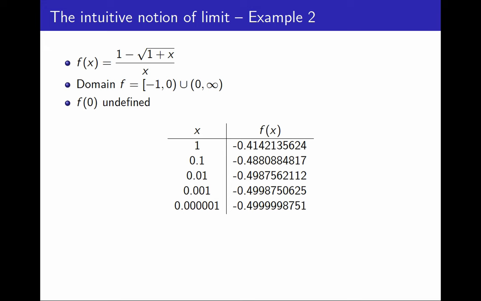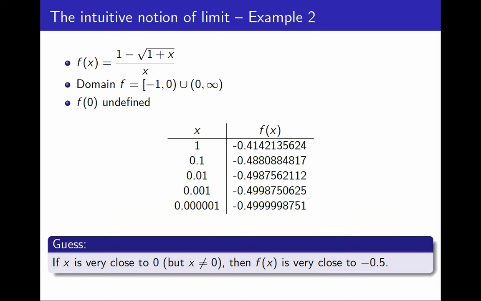And I think I see a pattern here. When x is getting very close to 0, f of x is getting very close to minus a half. So this suggests that, like before, the graph of this function near 0 looks nice, except there is a hole missing at 0. If I had to choose a value, I could choose minus a half for f of 0, except it is undefined. So like before, I'm going to say that if x is very close to 0, but not 0, then f of x is very close to minus half. And again, the graph will look nice, but just with a hole.